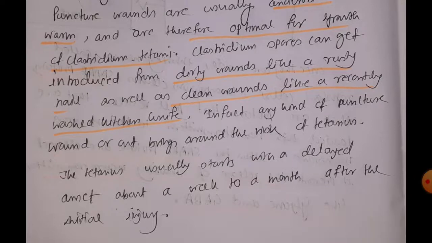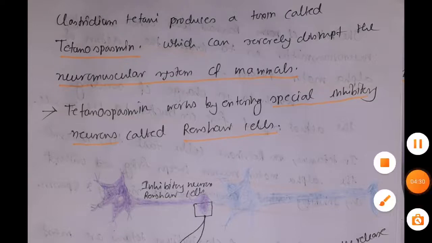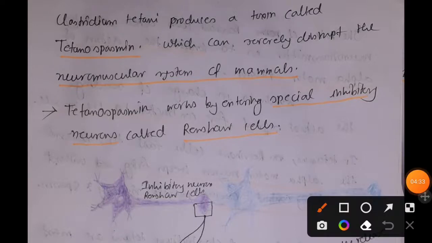So now let's move to the mode of action of tetanospasmin. Okay, so Clostridium tetani produces a special type of toxin known as tetanospasmin. It is a kind of exotoxin, and it is again an AB type toxin. It has the ability to disrupt the neuromuscular system of mammals.